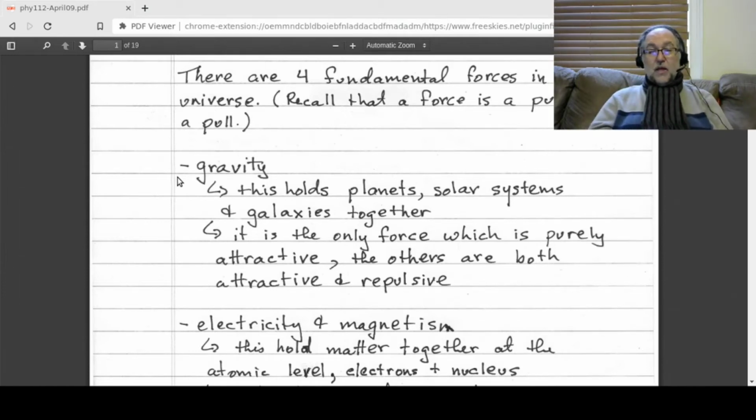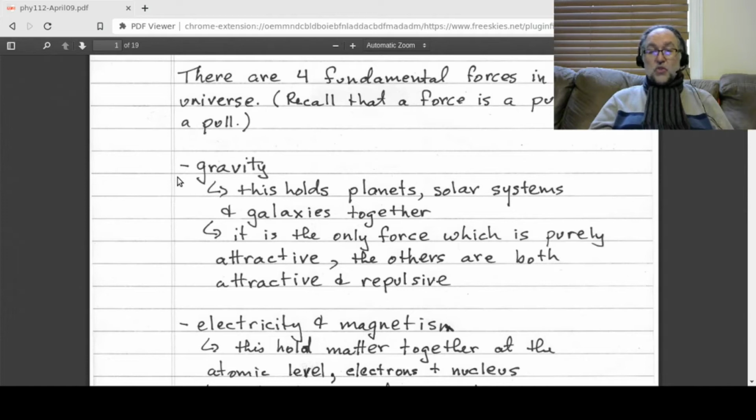So if you turned off gravity, you would float away, but the Earth itself would start to fall apart because there'd be nothing holding it together. So planets are held together by gravity. The solar system is held together by gravity. The Earth orbits the sun because of gravity. The moon orbits the Earth because of gravity, and so on. Galaxies are held together by gravity, and so it's an important force at the cosmological level.